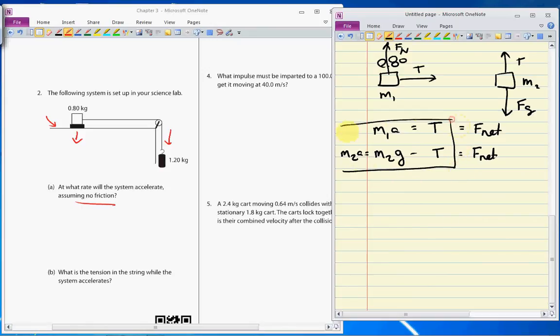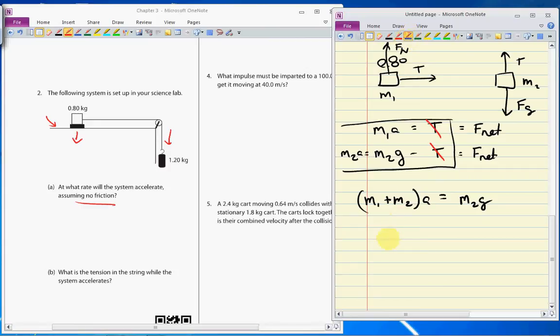These are the two formulas that we're going to combine. So M1A and M2A. Let me just fix that here. So M1 plus M2, all multiplied by A, is equal to M2G. Now, you see that if you cancel these tensions when you add those.